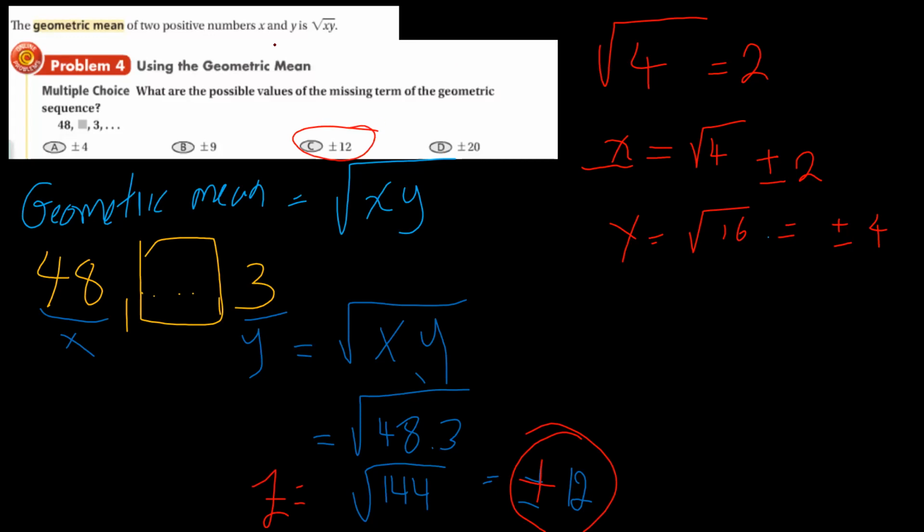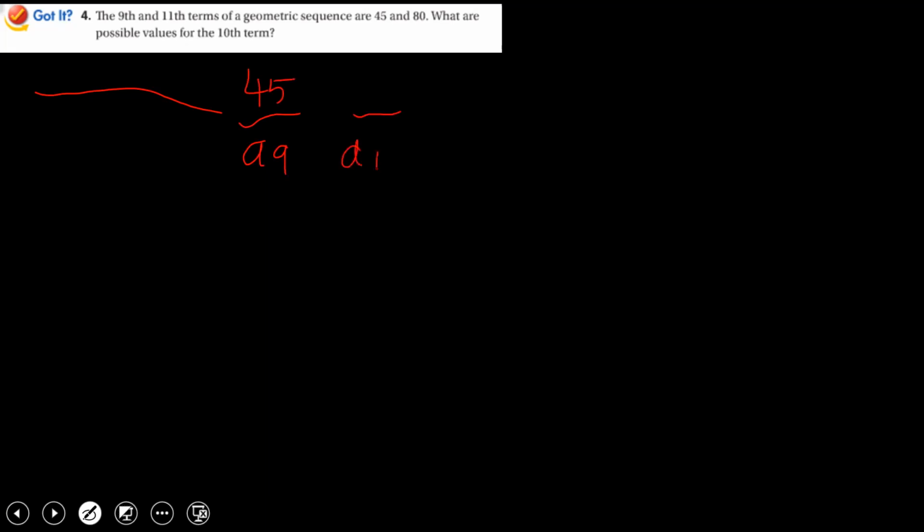So the geometric mean, as an example, let's have another example here. For this one, I have some list of numbers, I don't know it, but he told me that a sub 9 is 45 and a sub 10 is unknown and a sub 11 is 80. He wants me now to find a sub 10.